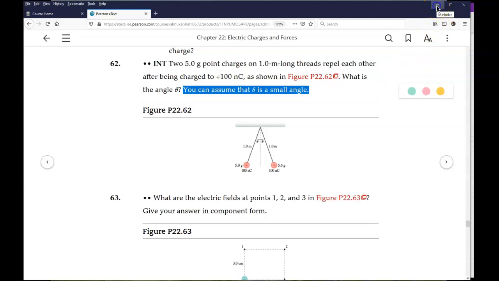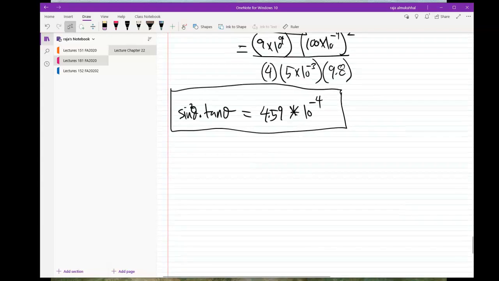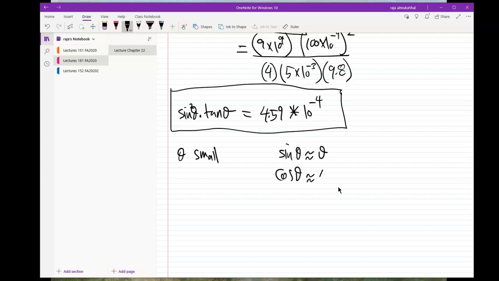Small angle approximation. For those of you who don't know what that means, when the angle is small, I'm talking here about the angle theta in radians, what will happen is that sine theta is almost equal to theta, and cosine theta is almost equal to 1. And that's a rule, remember that very, very well.